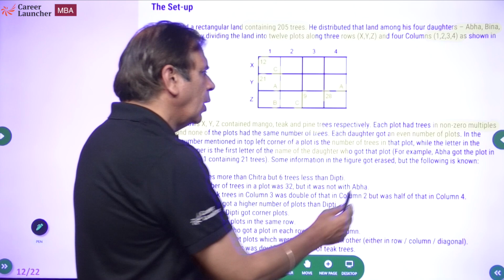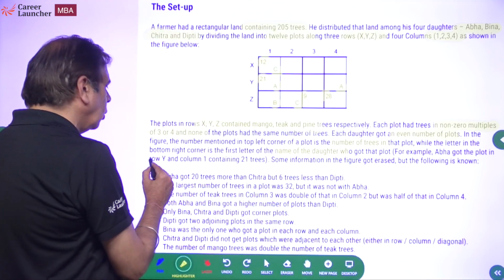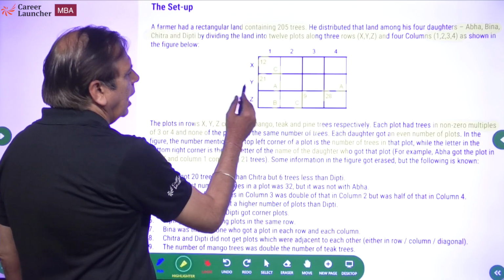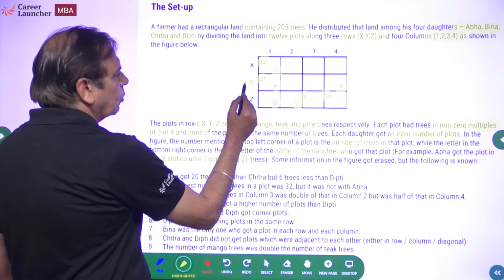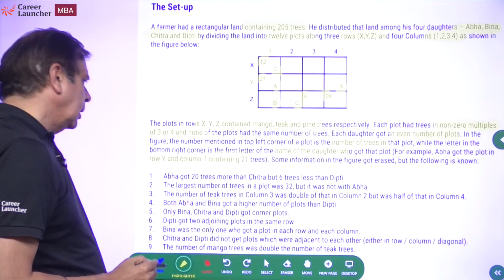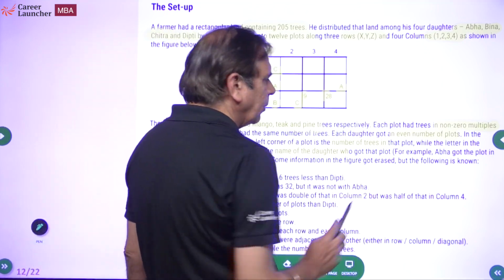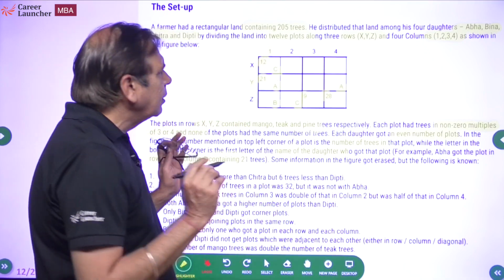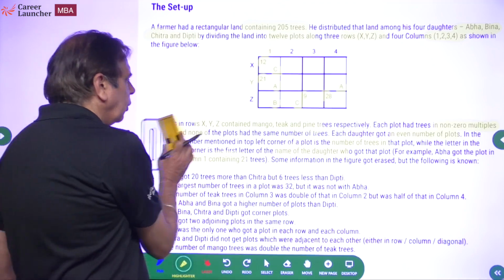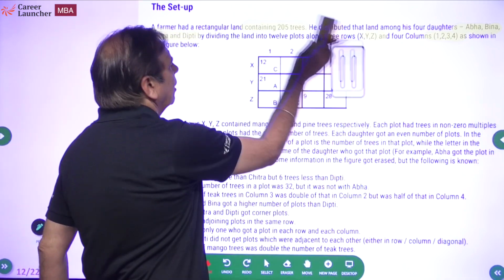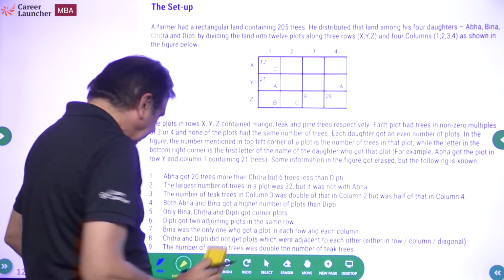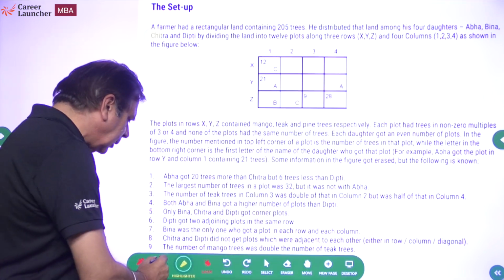For example, Abha got the plot in row Y, column 1, which is this one, containing 21 trees. Some information is given below. Okay, great. Now this is the information we have. What is the information we have been able to look at at this point of time? And I'm not worried about these 8 statements. We'll come to them a little later.